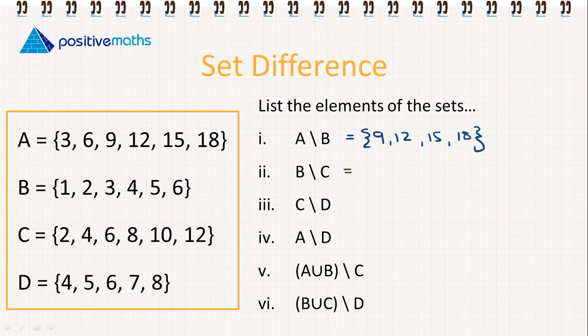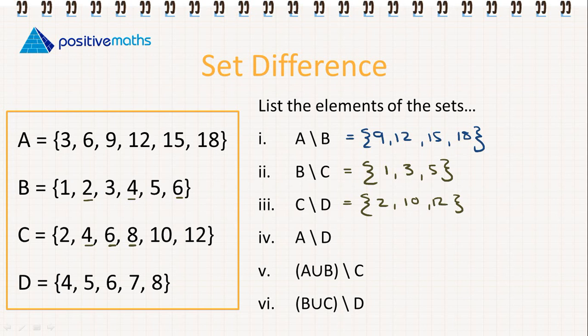So now let's look at B without C. So again, we're listing the elements of B, but we're not including any of the elements that are also in C. So we will notice that 2, 4 and 6 are also in C, so we will not be including them. So to list our elements of B without C, it'll be 1, 3 and 5. Okay, C without D. We won't be including 4, won't be including 6, we won't be including 8. So therefore C without D will be 2, 10 and 12.